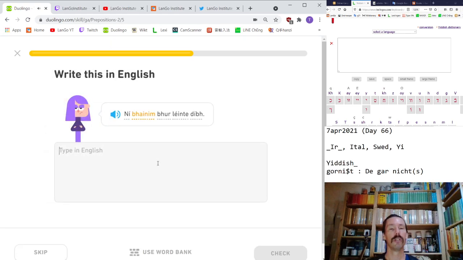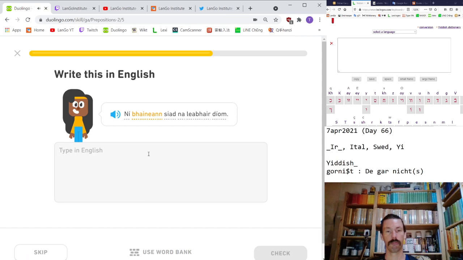Díbh. Ní bhainim mo léinte díbh. Okay, we see mutation of the verb, and my general rule of thumb still holds true. The ní negator is in the phrase with it and before it. So I don't take off your shirts. Thanks. Ní bhaineann siad na leabhair díom. They don't take the books from me.